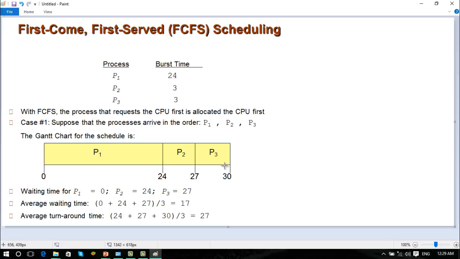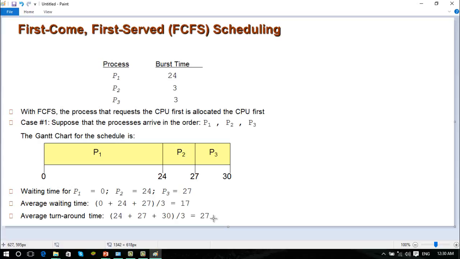P1 has burst time 24 microseconds, P2 and P3 have 3 microseconds each. So the waiting time for P1 is 0 milliseconds, P2 is 24 milliseconds and P3 is 27 milliseconds. The average waiting time is (0 + 24 + 27) / 3 = 17, where 3 is the number of processes, P1, P2, and P3. Average turnaround time is (24 + 27 + 30) / 3 = 27, where 3 is the number of processes.